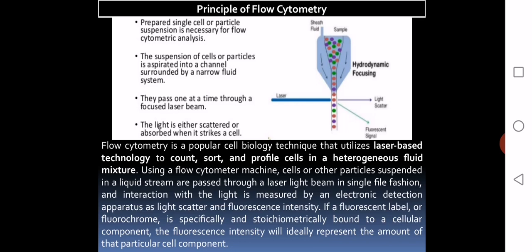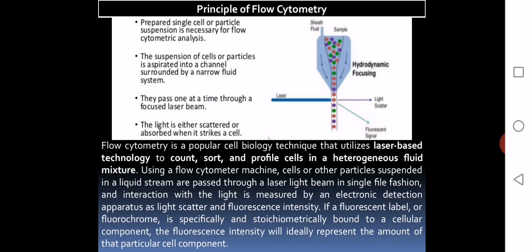counters. So when the cells pass across the laser beam, there will be either a scattering or a fluorescence emission based on the fluorescent dye used, and this scattering of the light and also the fluorescence emission will be detected by the detectors set inside the machine. So the scattered light and also the fluorescent light will be detected by the machine, and this will be used to find out the intensity of the cell.